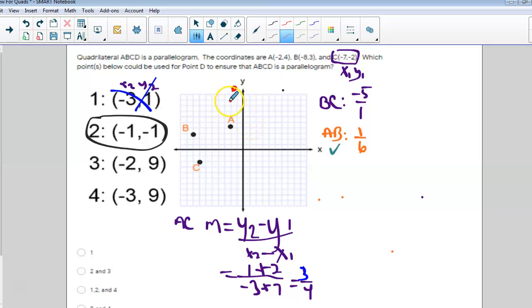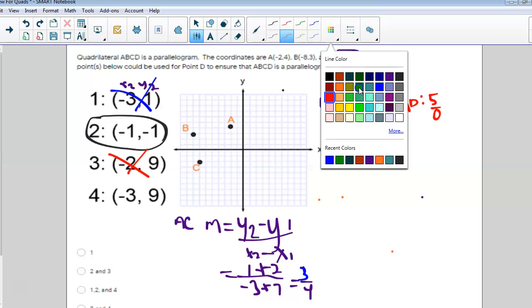But if I do my rise, I'm going up to here. So up 1, 2, 3, 4, 5, but there's no run. So A to D in this case would have a slope of 5/0, which is undefined, which is not -5/1. Okay, so that means that number 3 will not work. And last but not least, we need to check -3, +9.